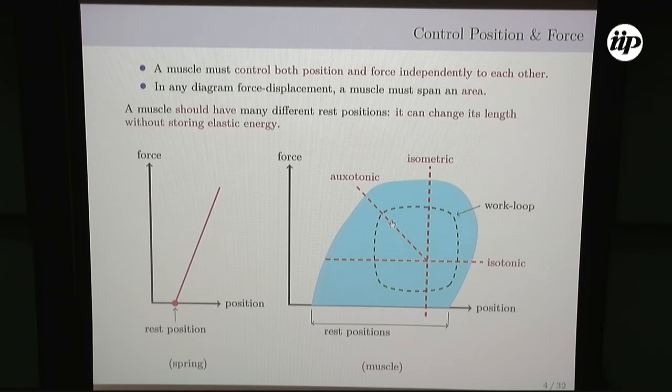This is a spring: force and position, a one-to-one correspondence. And this is a muscle, so you span an area. And you have isometric exercise, where you control the force at a given position. And isotonic, where you control the length at a given force. And this is the work loop. So when you move, when you work, when you run, whatever you do, usually you have a cycle, a work loop.